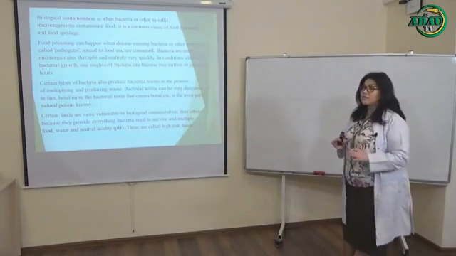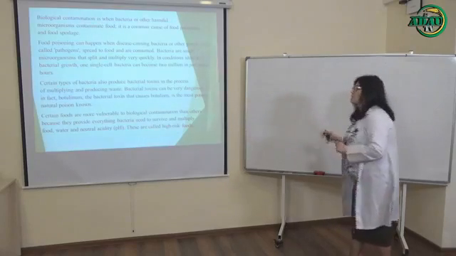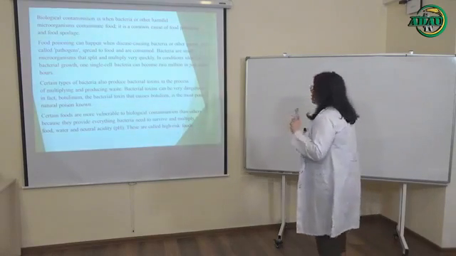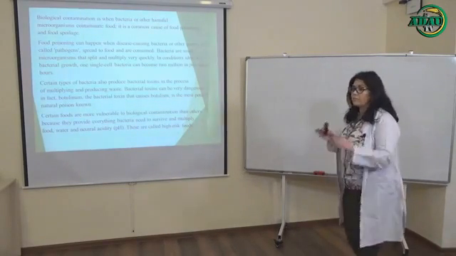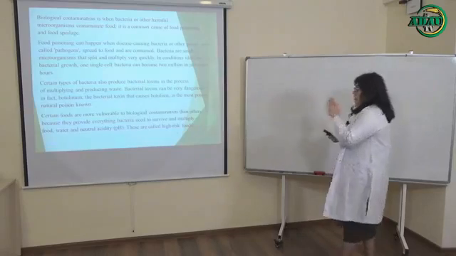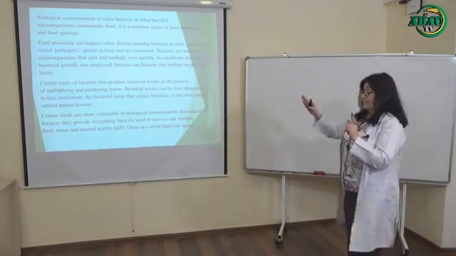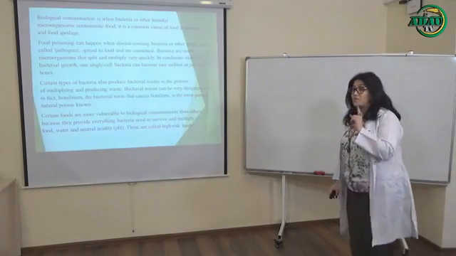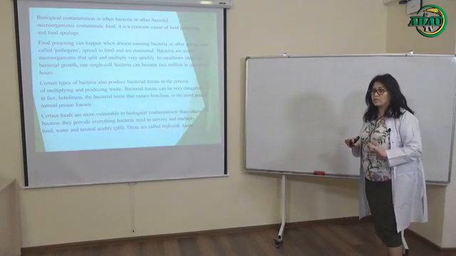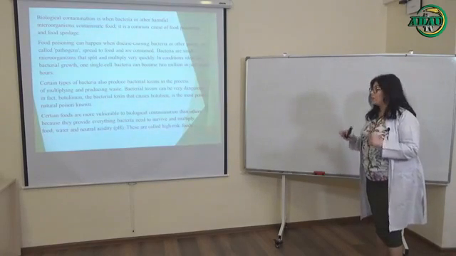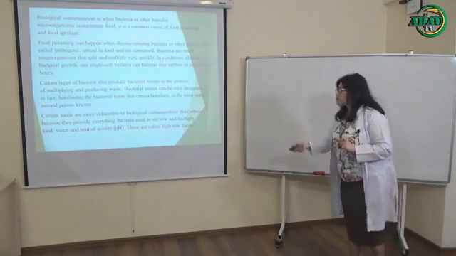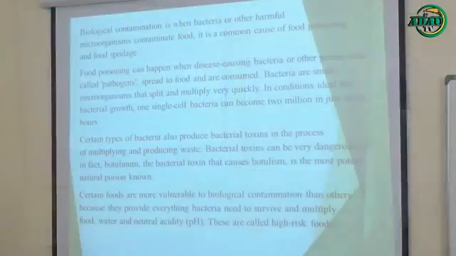Bacteria are very small organisms, microorganisms that split and multiply very quickly. In conditions ideal for bacterial growth, it means that if the medium and environment are suitable for bacterial growth, one single cell bacteria can become 2 million in just 7 hours. 7 hours and one single cell bacteria will become 2 million. It's really very dangerous.